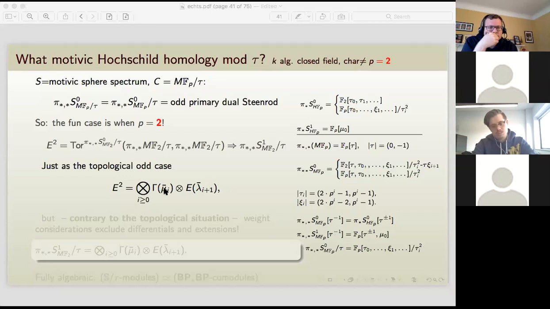The bar has nothing to do with conjugation. It is just to remind myself that I'm working mod tau. That is the suspension of the original tau generators in the Matific Steenrod algebra. And the exterior algebra I get here, the lambdas here are suspensions of the original xi's.